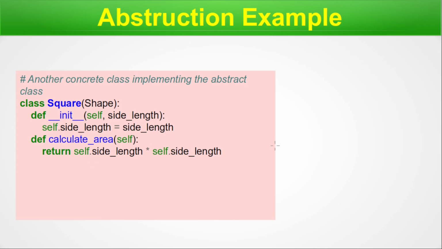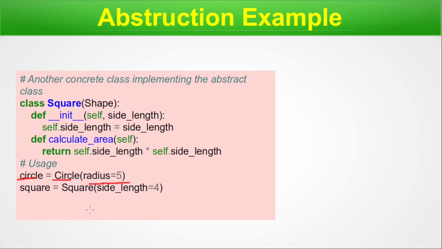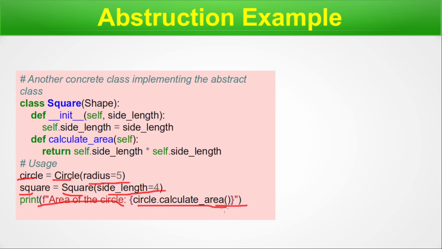For the circle it has one type of area, and for the square it has another type of area, right? Now let us use this. We define a circle object as Circle with radius equal to 5, and we write a Square with side length equal to 4. And here we print the area of the circle, and we will get the area with this particular circle's calculate_area. Similarly we will get the area of the square using this method.